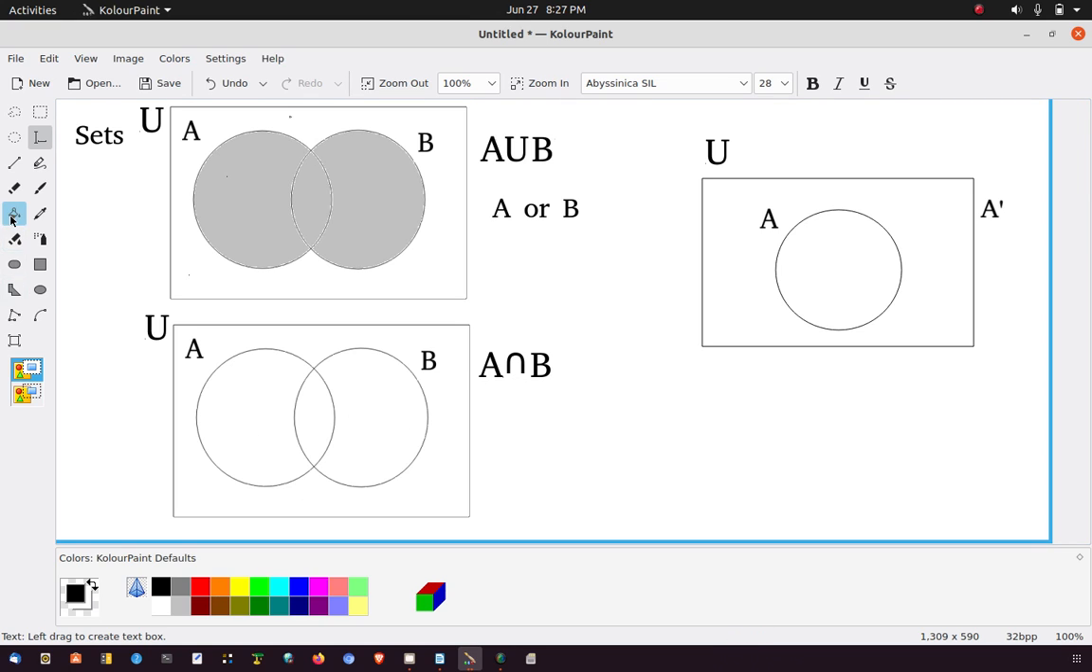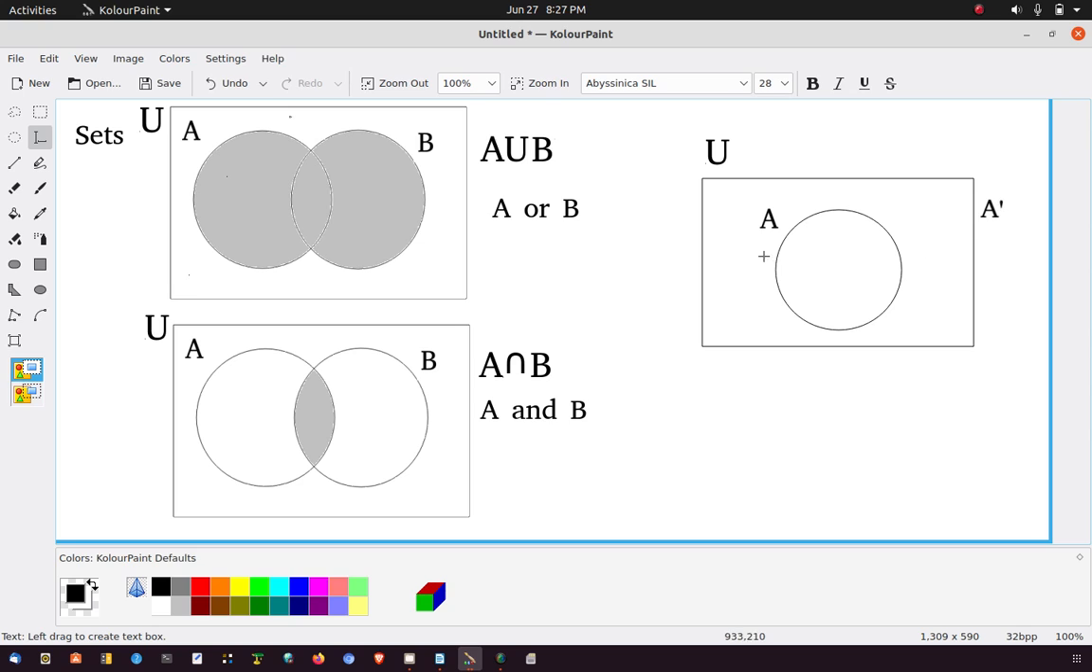And of course, the intersection here would represent A and B. A intersect B. Alright? So, you can represent this by saying A and B. Let me get my colors brighter. A and B. So, that's what intersection represents in the logic gate, A and B.